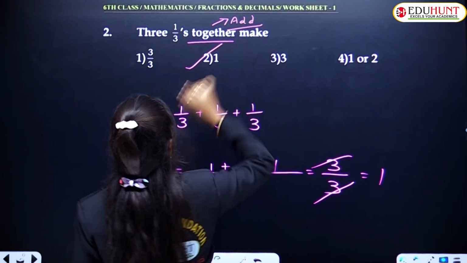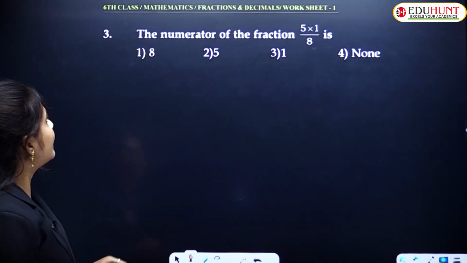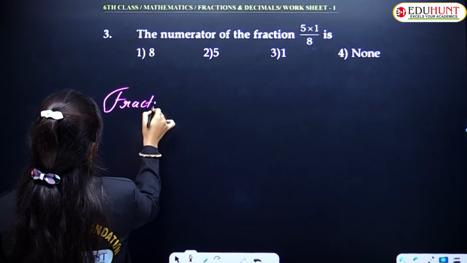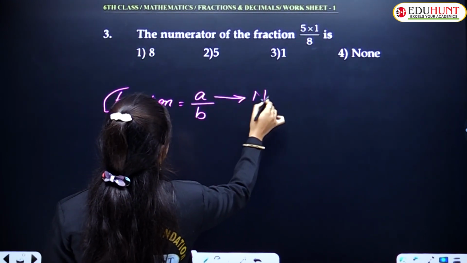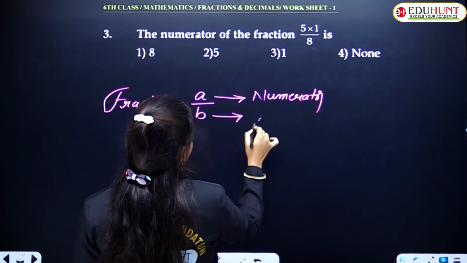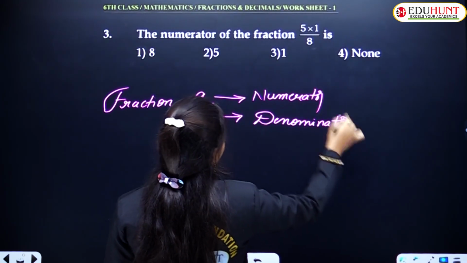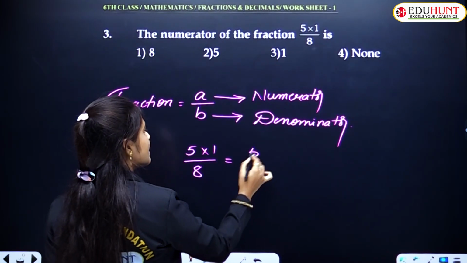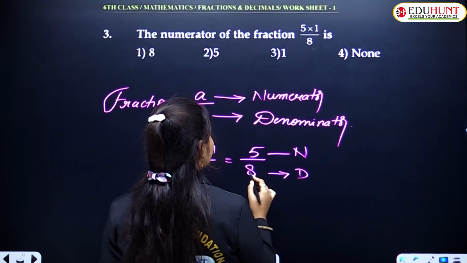Which option is correct here? Option 2 is correct. Am I clear? Yes. Next. The numerator of the fraction. A by B is a fraction, no? So A is the numerator and B is the denominator. Understand? So what is the fraction they have given? 5 into 1 by 8. So 5 into 1 is nothing but 5 by 8. So 5 is the numerator and 8 is the denominator.